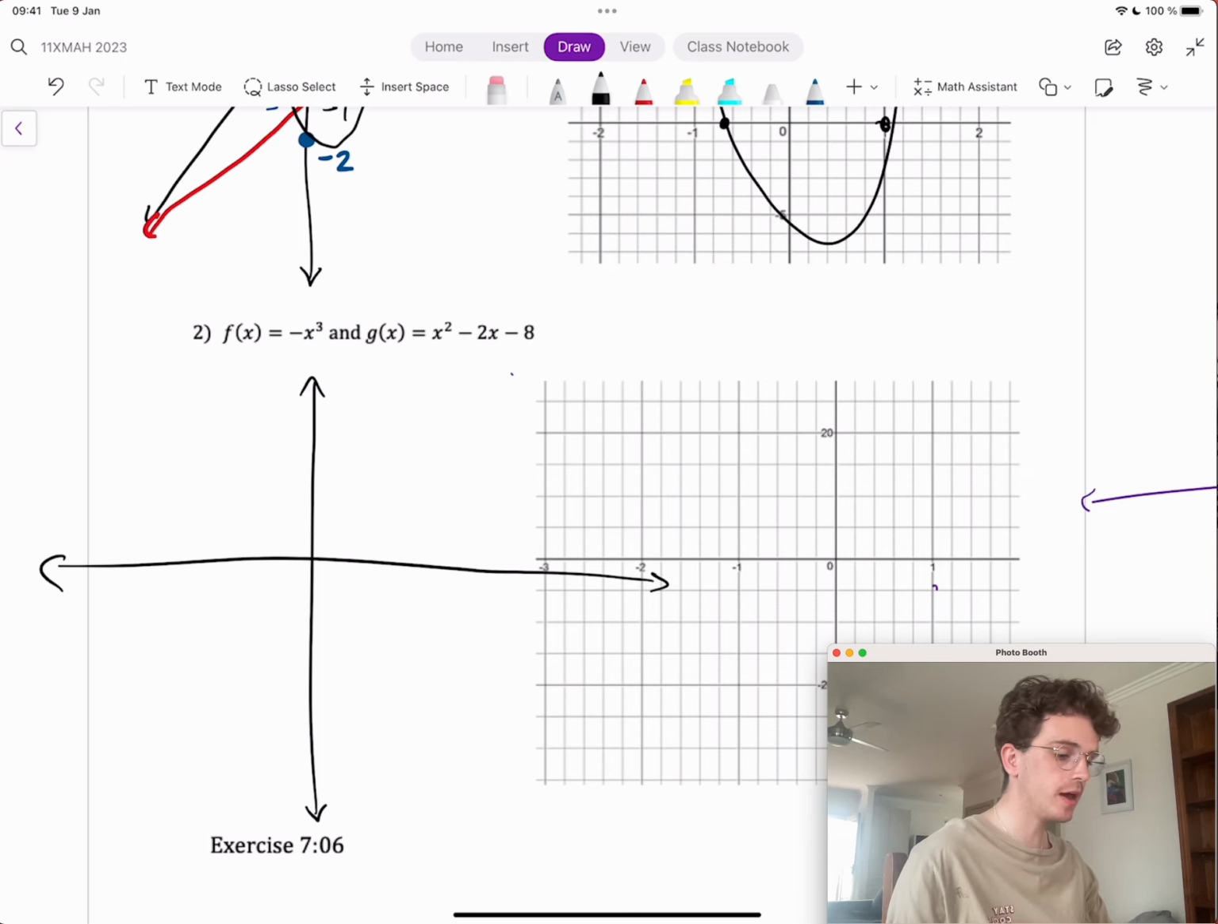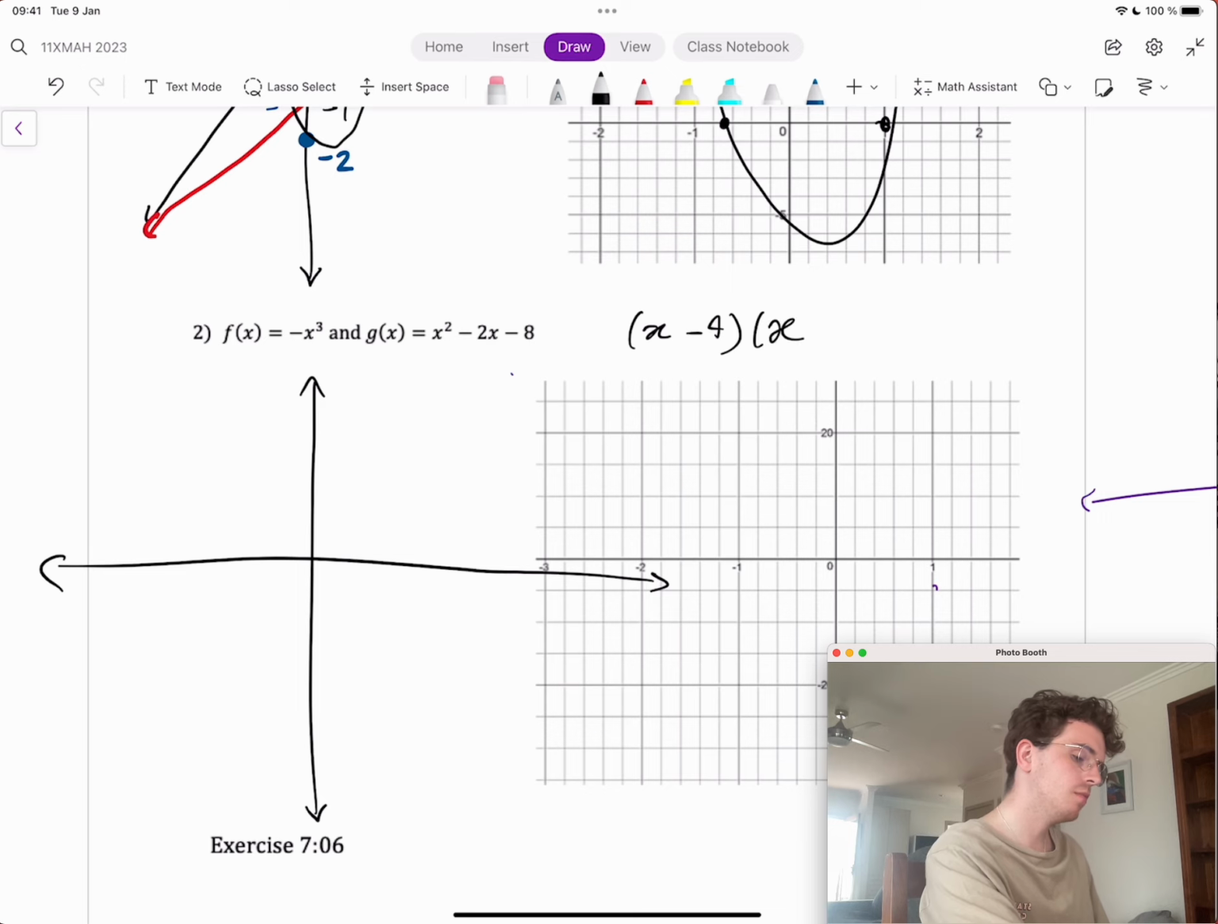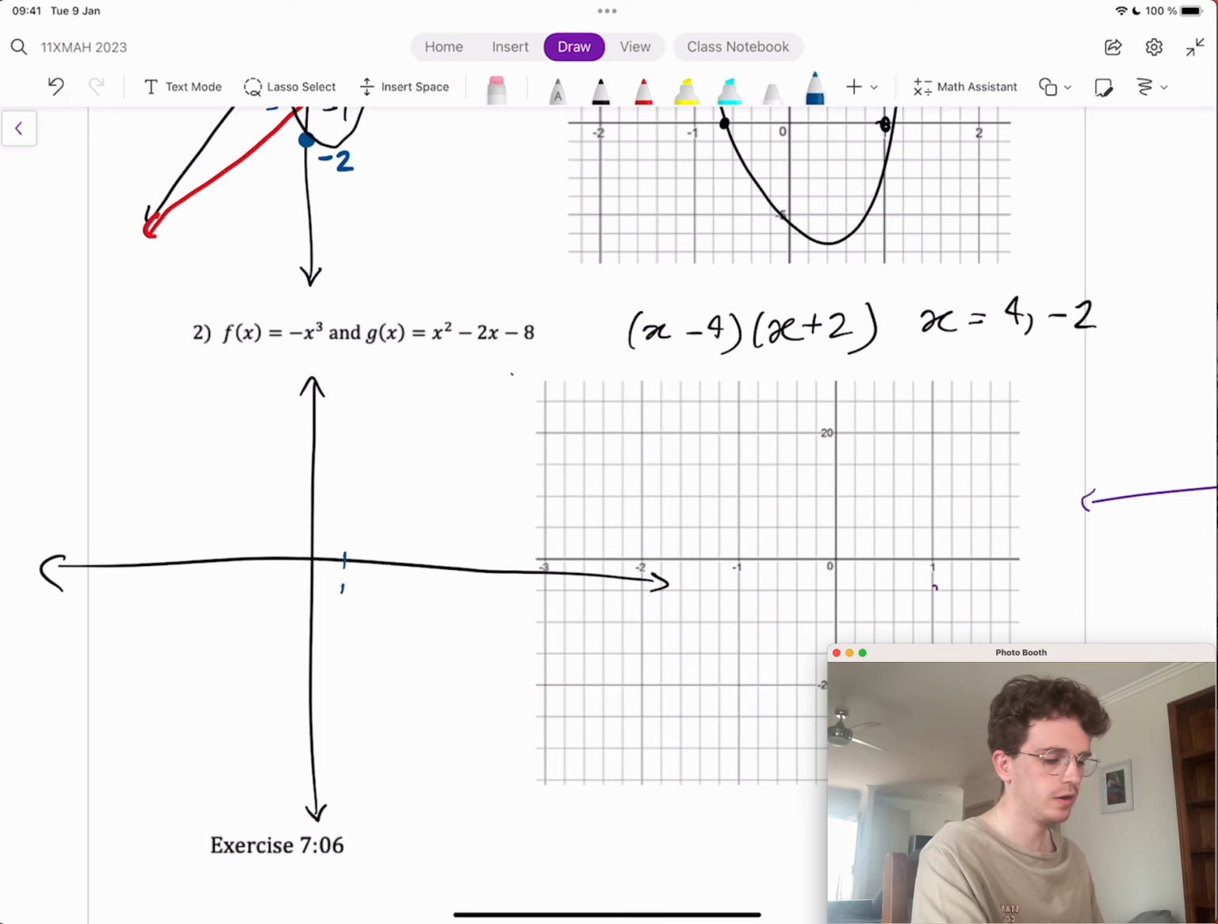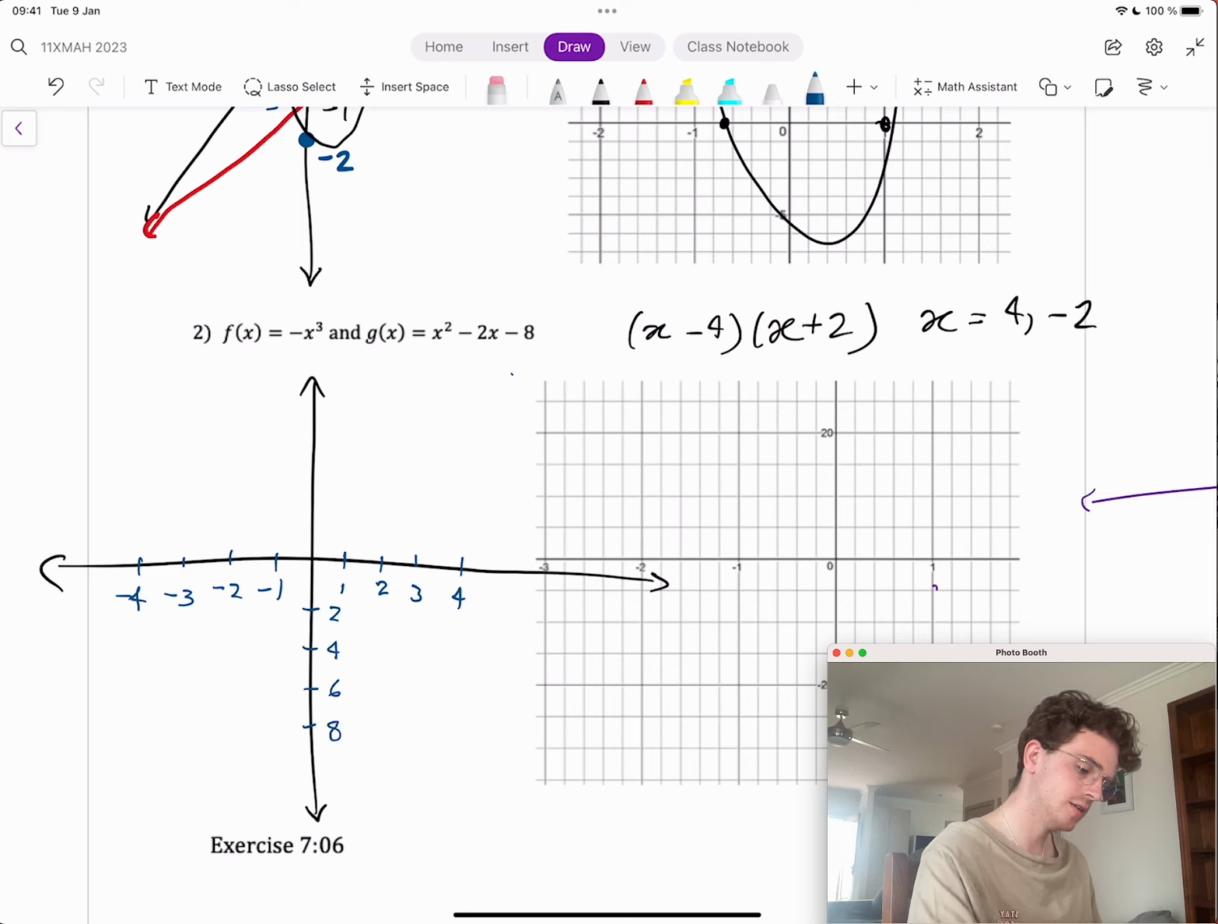So let's graph g of x is equal to x squared minus 2x minus 8. So that's going to be x minus 4, x plus 2. So our x-intercepts are going to be 4 and -2. So 1, 2, 3, 4, -1, -2, -3, -4. I might go 2, 4, 6, 8, 2, 4, 6, 8.